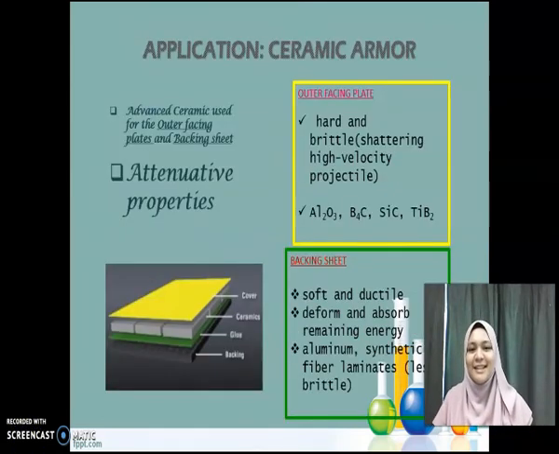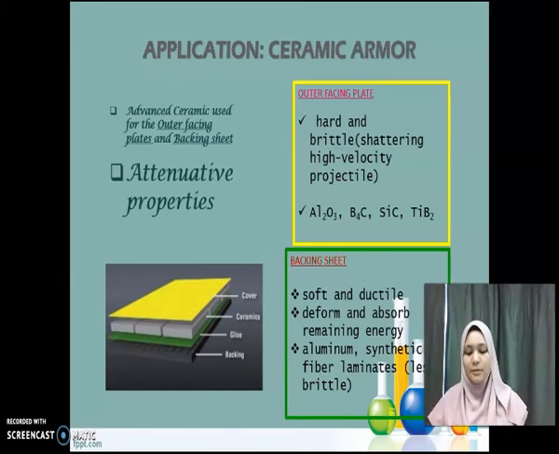Next is the application in ceramic armor. As our friends in the previous group have mentioned before, we use advanced ceramic in armor because it is lighter than steel but harder than metal. As we know, they have two layers. The outer facing plate is for the shattering of the high velocity projectile, whereas the backing sheet is soft and ductile to absorb the energy. This is why we say they have attenuative property, which means it can absorb the force.